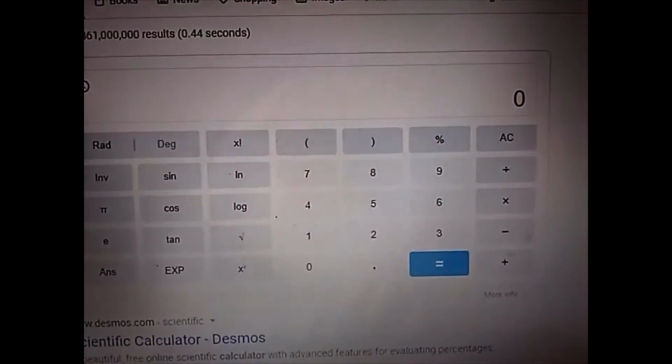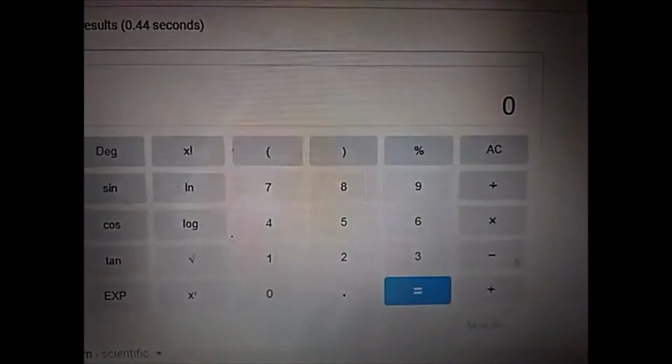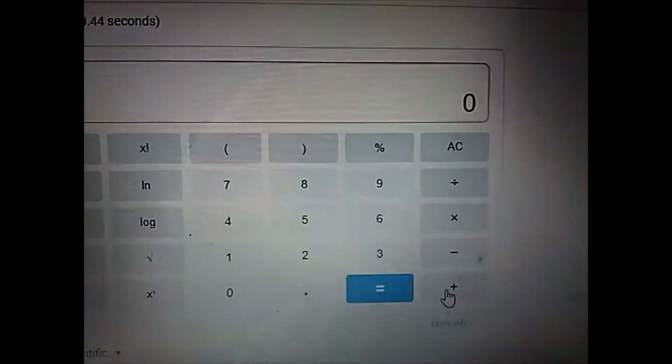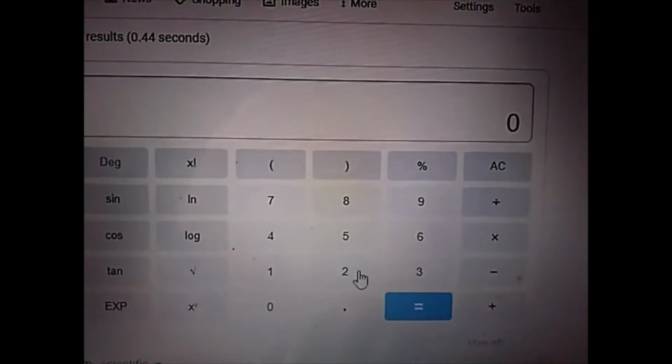Alright, today I am going to show you features about this calculator. First, we will start with basic functions such as addition, subtraction, multiplication, and division. Addition works like this.